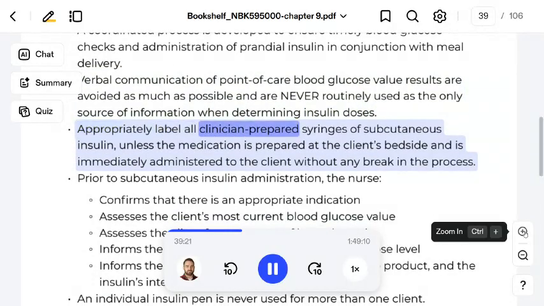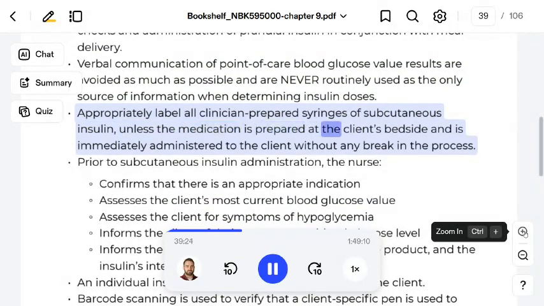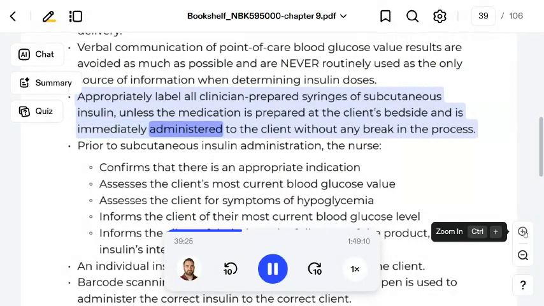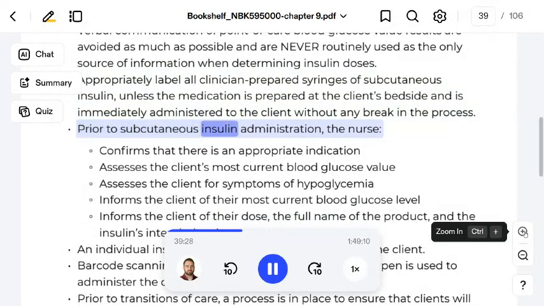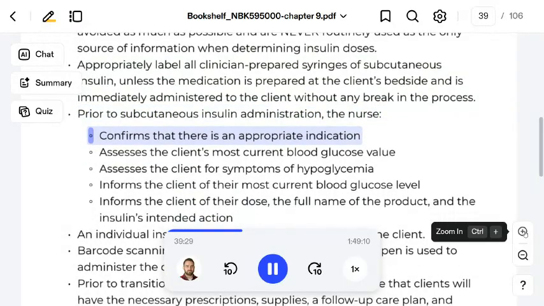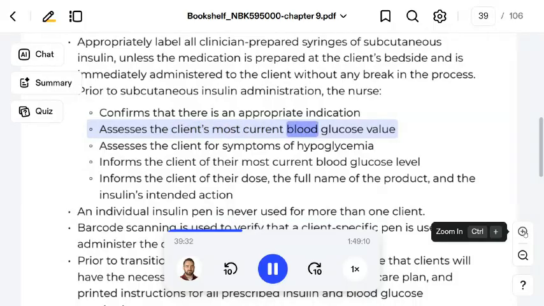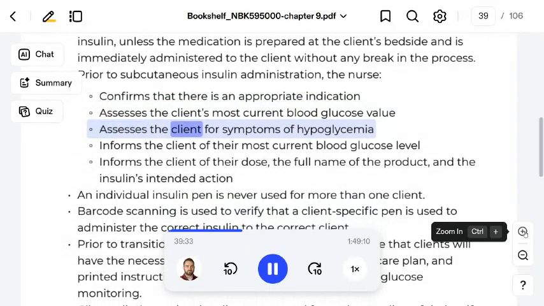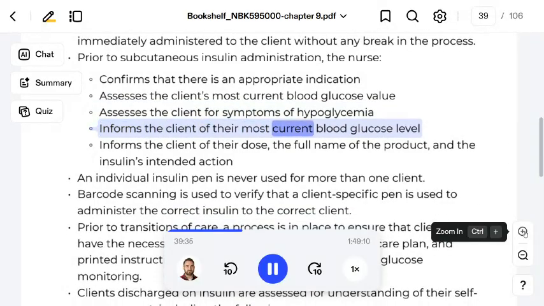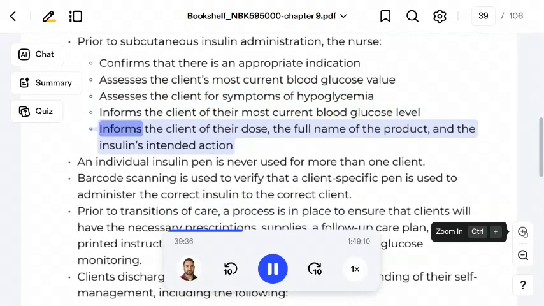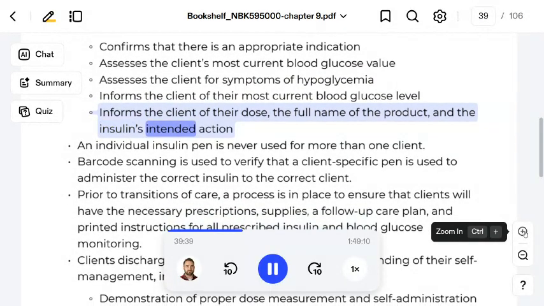Appropriately label all clinician-prepared syringes of subcutaneous insulin, unless the medication is prepared at the client's bedside and is immediately administered to the client without any break in the process. Prior to subcutaneous insulin administration, the nurse confirms that there is an appropriate indication, assesses the client's most current blood glucose value, and assesses the client for symptoms of hypoglycemia, informs the client of their most current blood glucose level, informs the client of their dose, the full name of the product, and the insulin's intended action.